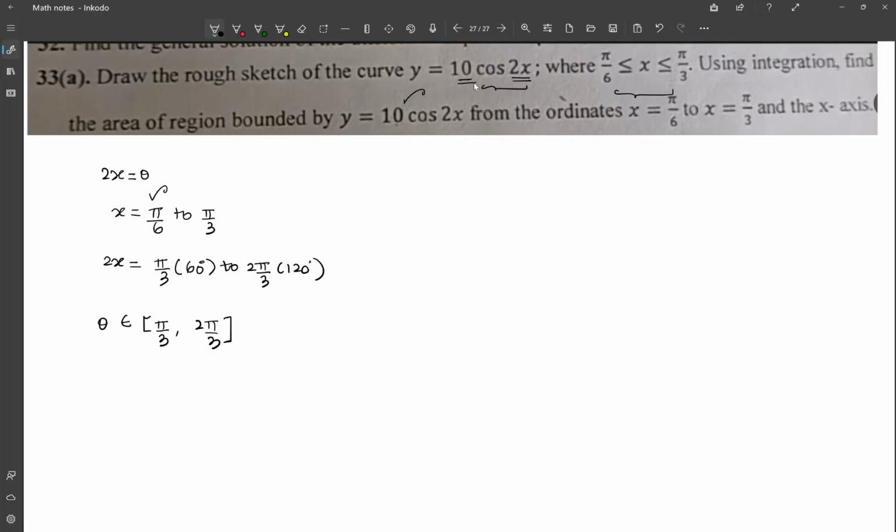and it is 10 cos theta. So the y function now becomes 10 cos theta. Cos theta has a range of -1 to +1, so 10 cos theta would range from -10 to +10. Using integration, find the area of the region bounded by, okay. So we have to find the area of the region y is equal to 10 cos theta from pi by 3 to 2 pi by 3.